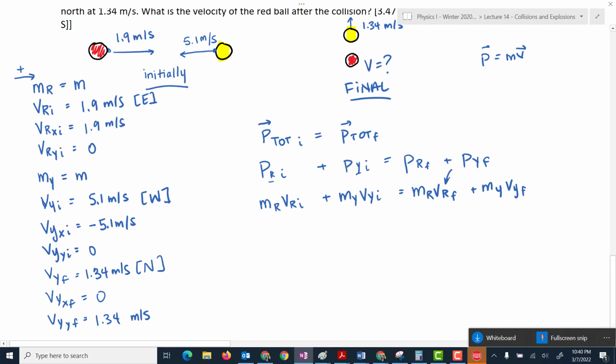So maybe what I'll do is rearrange the formula first, then I'll make it all x components, and then I'll make it all y components. So let's solve for this V_R final. V_R final is equal to, so I'm just going to take all of this and move it to the other side of the equals. So I get m_R V_R initial plus m_yellow V_yellow initial minus mass of the yellow V_yellow final. And I'm solving for V_R, so I need to get rid of that mass of the red ball. Divide that out.